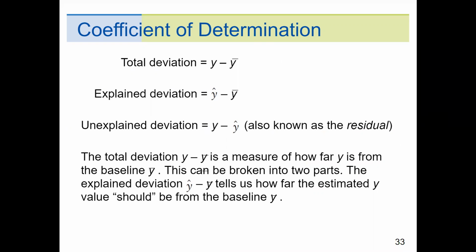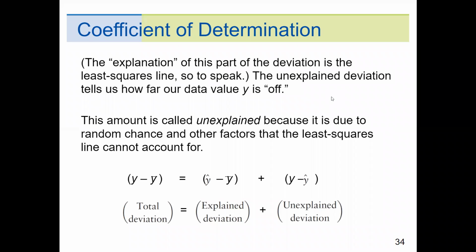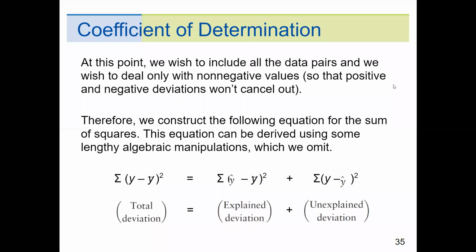The explained deviation tells us how far the estimated y value should be from the baseline y bar. The explanation of this part of the deviation is the least squares line, so to speak. The unexplained deviation tells us how far our data value of y is off. The amount is called unexplained because it is due to random chance and other factors that the least squares line cannot account for. So if you take a look, we have our total deviation equal to our explained deviation plus our unexplained deviation.